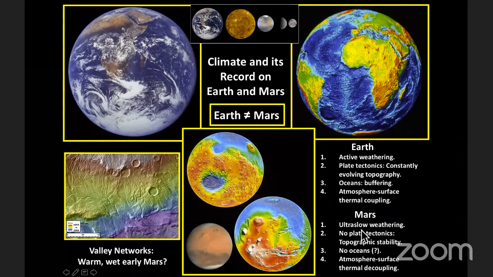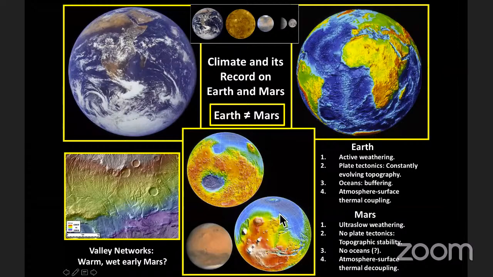On Mars, on the other hand, we have ultra slow weathering. There is not a terribly intense hydrological cycle and system, and I'll go into that in some detail. There's only 10 to 20 precipitable microns of water in the atmosphere. And indeed, there are no plate tectonics, no evidence for plate tectonics. So there's intense, long-lasting topographic stability. So we do see topographic stability over 4 billion years or so. We don't see any oceans at the present time either. It's possible there may have been ones in the past, and I'll touch on that as well. And then the 6 millibar atmosphere is such that basically there is not atmosphere surface thermal coupling. And what happens is you see a latitude dependence of temperatures as opposed to essentially an altitude dependence of temperatures.